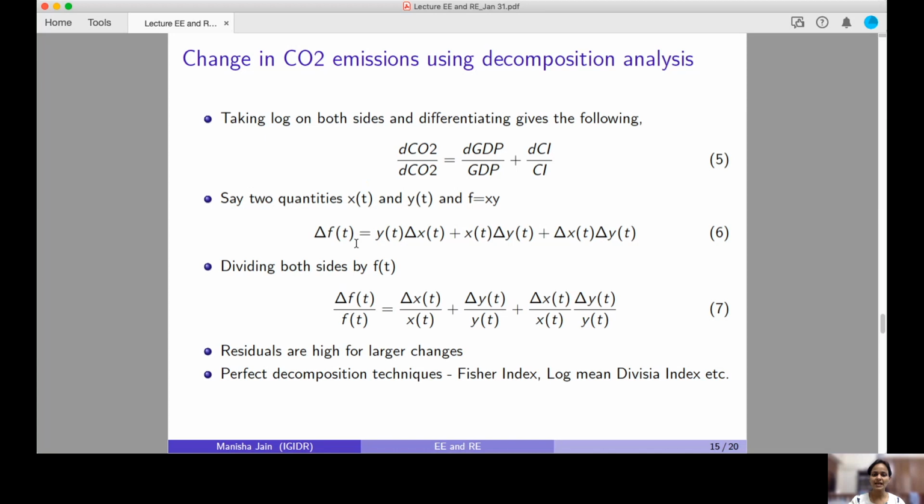So for example, if you just have a function f = xy and you want to see the change in that function, and you want to find out what is the contribution of changes in x and y in change in f, you can look at it this way. And when you divide it by f_t on both sides, you see that the percentage change in the aggregate is equal to the percentage change in the multiplicative terms. Of course there is a residual. Now this residual is higher for larger changes, and that's why people use perfect decomposition techniques such as Fisher index or log mean Divisia index.